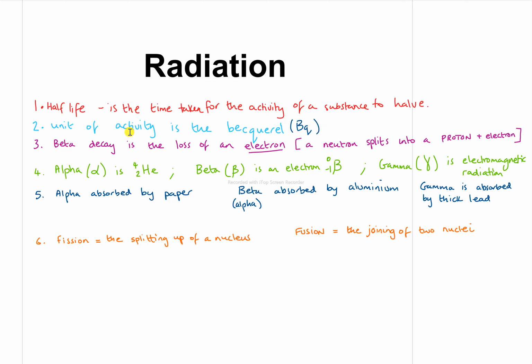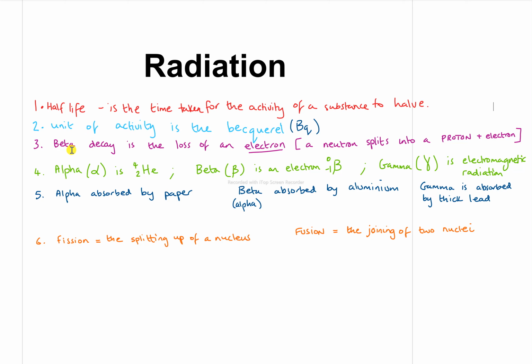What is the unit of activity for radiation? Unit of activity. So when something's radioactive, we measure it in becquerel, Bq. In the same way, we measure mass in kilograms, time in seconds and distance in meters. We measure radioactivity in becquerel.